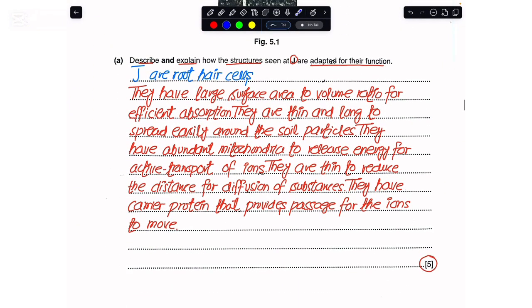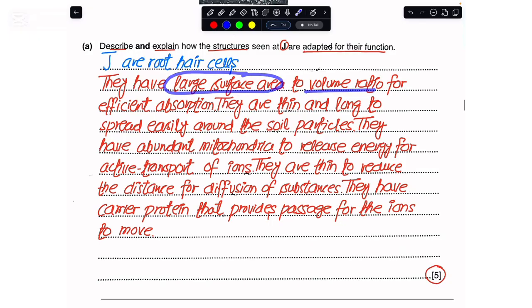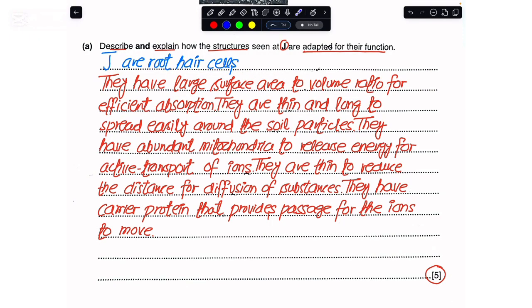So if I were to simply tell you these points, we would say that they have a large surface area to volume ratio, and that would bring about the efficient absorption. Then I have said that they are thin and long, so it would allow them to spread easily around the soil particles. Then I have written that these root hair cells have abundant mitochondria that would allow them to release energy, and that would be utilized for the active transport of ions. And then these root hair cells are also thin, and when they are thin, for sure the distance for the diffusion of the substances would be reduced.